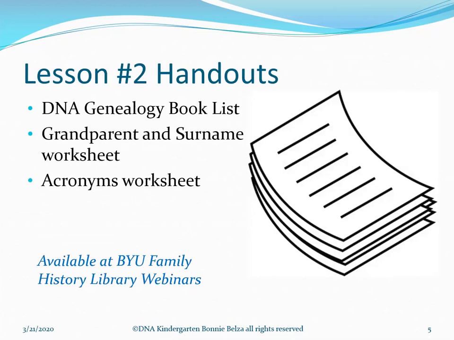The lesson two handouts included a list of books that you might want to buy or get for yourself that are related to DNA genealogy. There was also a worksheet for identifying your grandparents as far back as you can in your trees, and to make a list of the different surnames, including those maiden names of your grandmothers and great-grandmothers. The other handout from lesson two was an acronym worksheet, that is a list of terminology and their abbreviated forms.